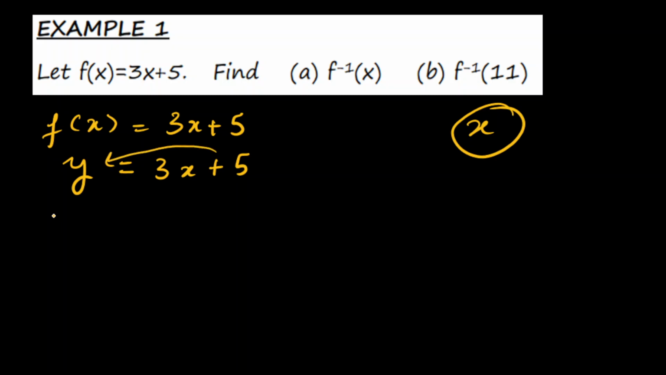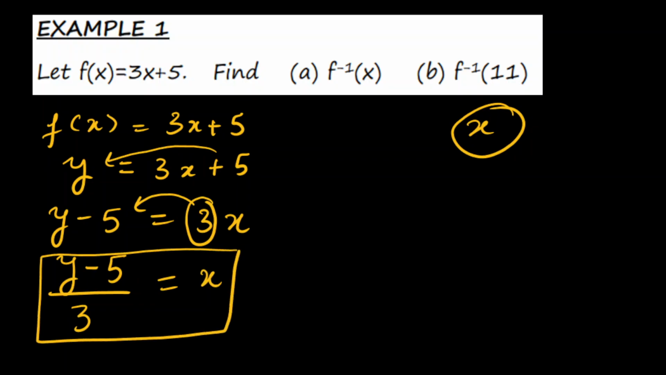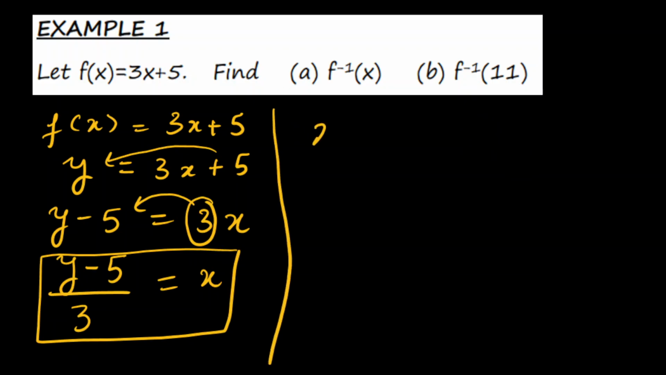So let's shift 5 to the other side. So y minus 5 is equal to 3x. Only x we have to solve, so 3 also we have to shift to the other side. 3 is getting multiplied with x, so when we shift it to the other side it will get divided. So y minus 5 divided by 3 is equal to x. This is the value of x we have gotten here. Now we can write x on the left side. So x is equal to (y minus 5) divided by 3.